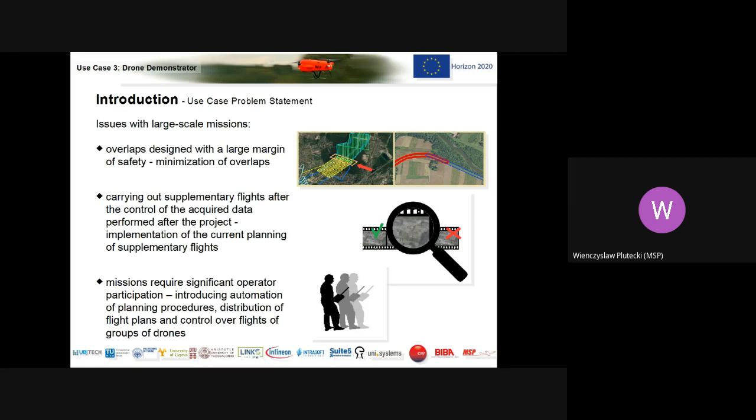Again, another issue is that currently carried out missions require significant operator participation. This is due to the fact, of course, that one operator controls one drone. So the single operator is responsible for everything necessary for the flight, for the mission, for route preparation, preparation of the drone for the flight, supervising the drone, and so on. So if you fly 10 drones, then 10 operators are necessary. So we expect that introducing automation of planning procedures and distribution of flight plans would give us a lot of reserve for the mission operation.